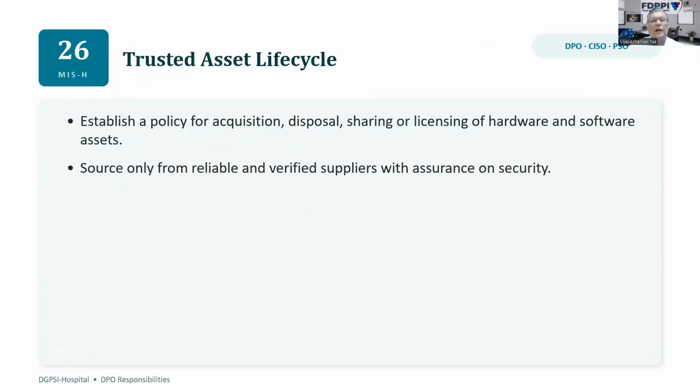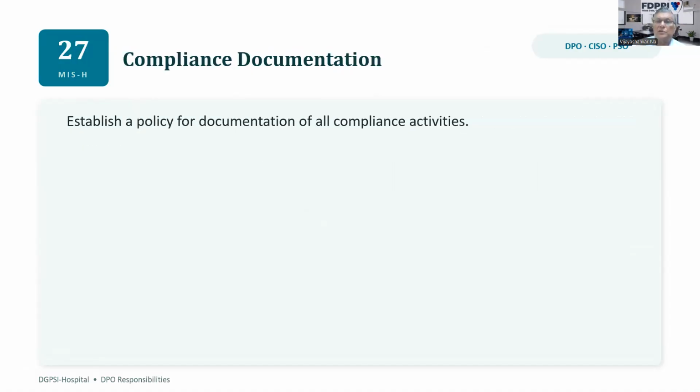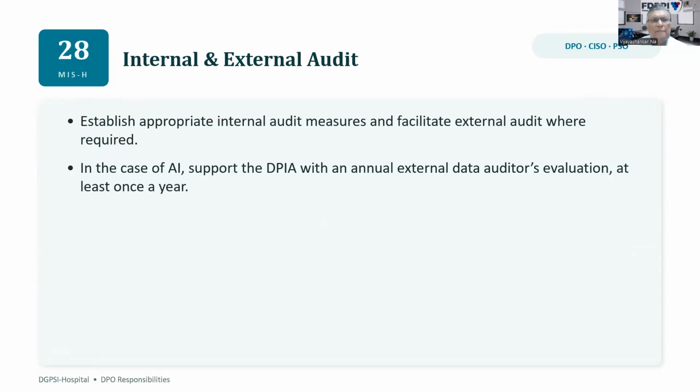Now, trusted asset lifecycle is the 26th MIS. Establish a policy for acquisition, disposal, sharing, or licensing of hardware and software assets, right from the purchase to disposal. Source only from reliable and verified suppliers with assurance of security. The 27th implementation specification is regarding documentation. Ensure appropriate documentation because that is a requirement of the compliance.